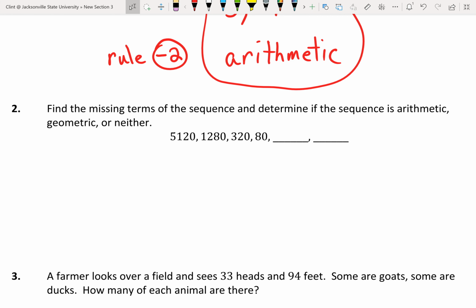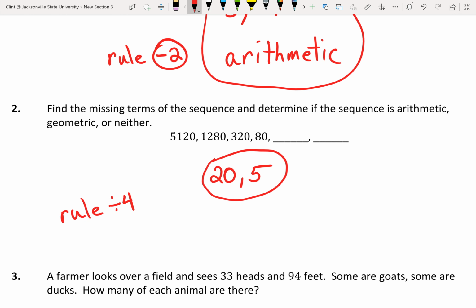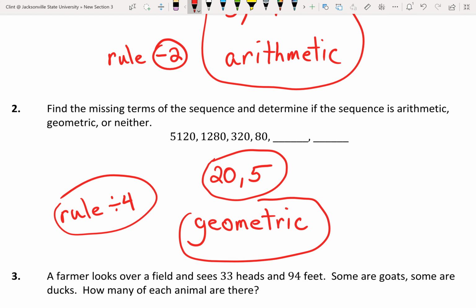So if we're dividing by 4, then the next number, 80 divided by 4, would be 20, and then 20 divided by 4 would be 5. So those would be our next two numbers. And since our rule is that we're dividing by 4 every time, then this will be a geometric sequence. So if you're adding or subtracting some number over and over again, it's arithmetic. If you're multiplying or dividing by some number over and over, it's geometric. And if you have some other pattern, it's neither one of those. Okay.